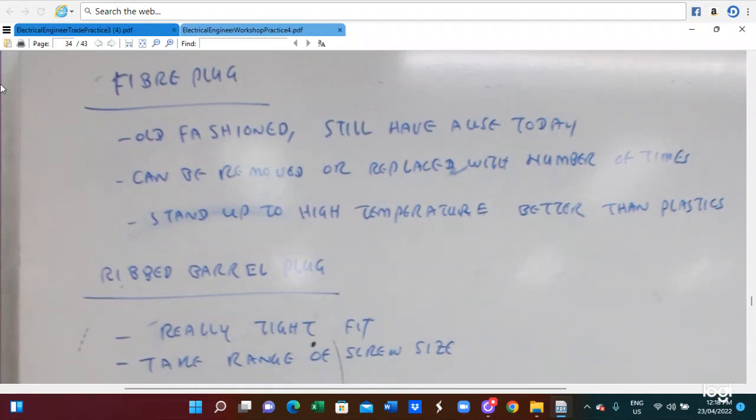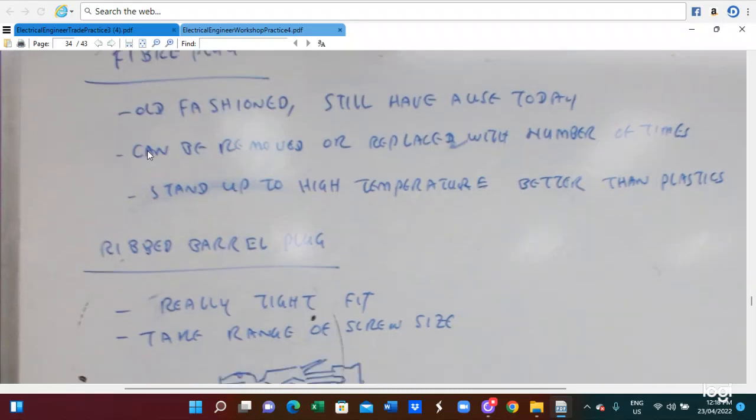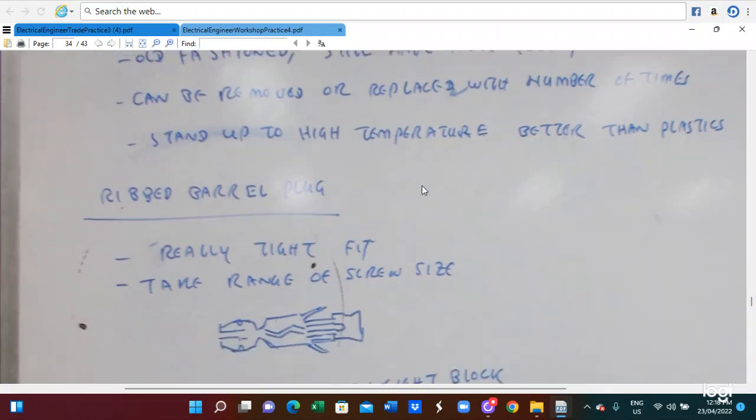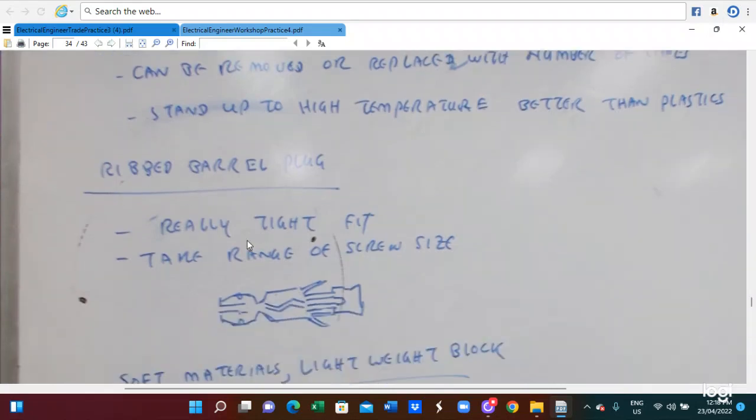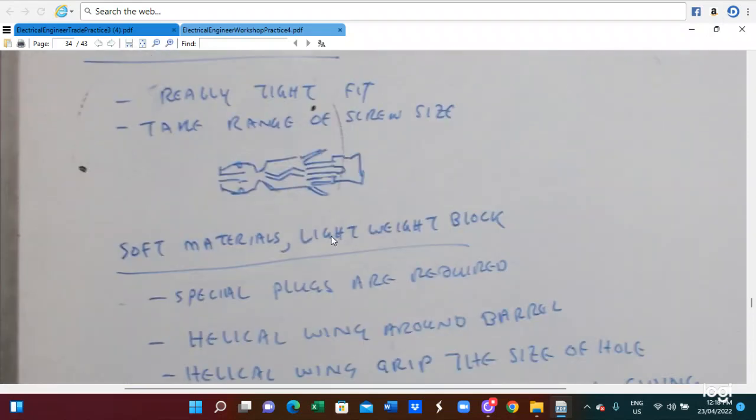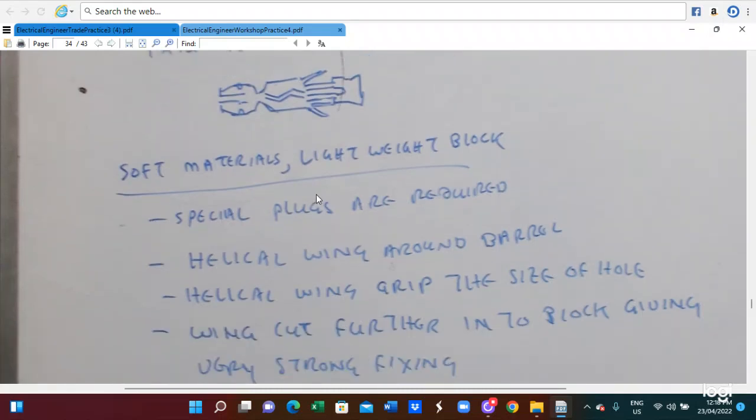We also utilize the fibre plug. Fibre plugs are old-fashioned, but they are still used. They can be removed or replaced with a number of dies. They stand up to high temperature better than plastic. Here is a reverse barreling. This is a really tight fit that takes the grain on the screw side. We use a soft material and a lightweight block.